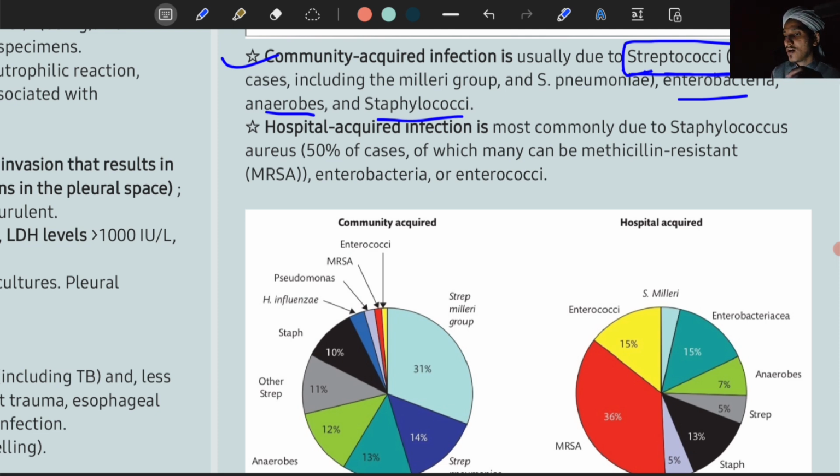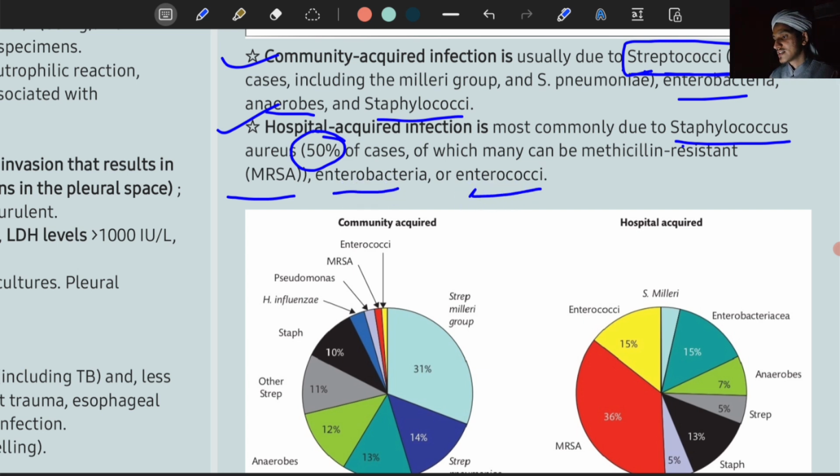In hospital acquired infection, the predominant organism found is Staph aureus in more than 50% of the cases, and that too MRSA. Associated enterobacteria and enterococci can also be there.